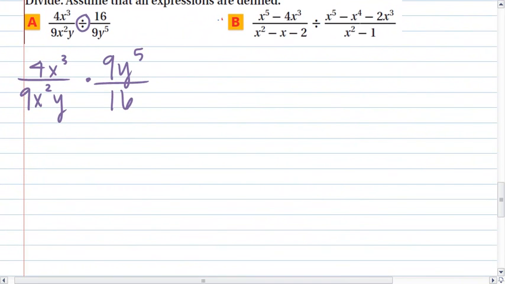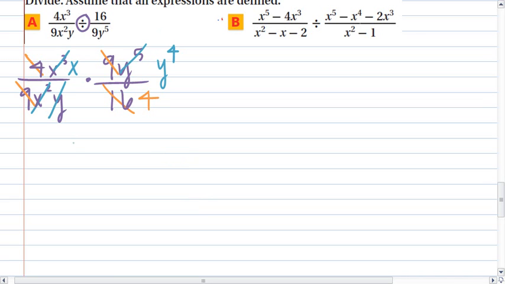As I'm looking for common factors to cancel, I see that 4 and 16 have a common factor of 4. We'd be left with just a 4 in the denominator. I see that the 9's cancel. I see we have a y to the fifth and a y, which means one y would cancel, so we'd only be left with y to the fourth in the numerator. And then for x to the third and x squared, 2 of those x's would cancel, so we'd be left with just 1 x in the numerator.